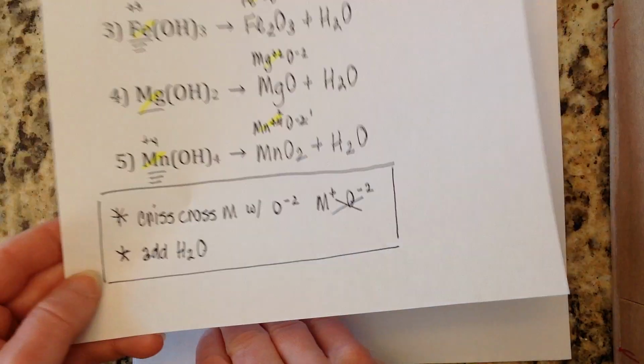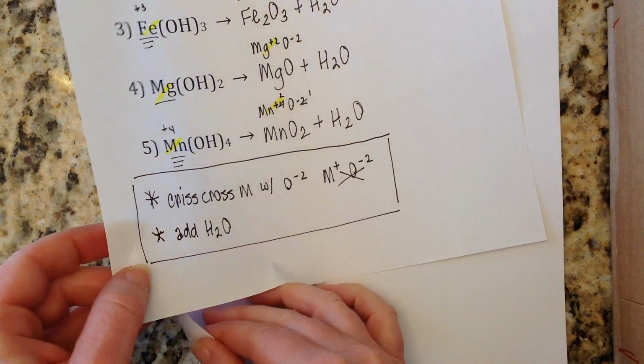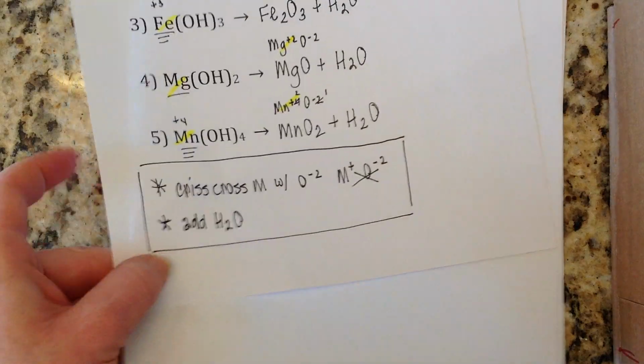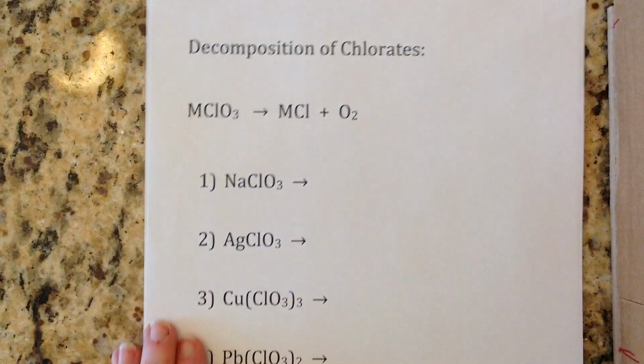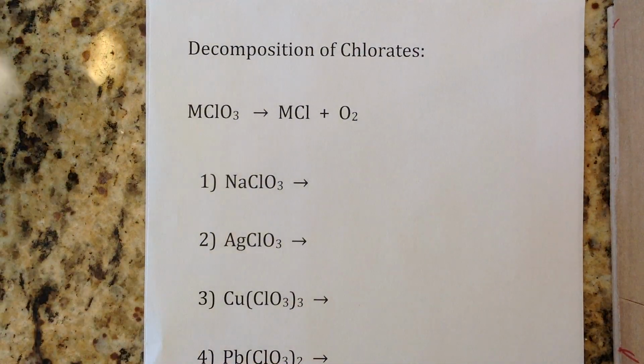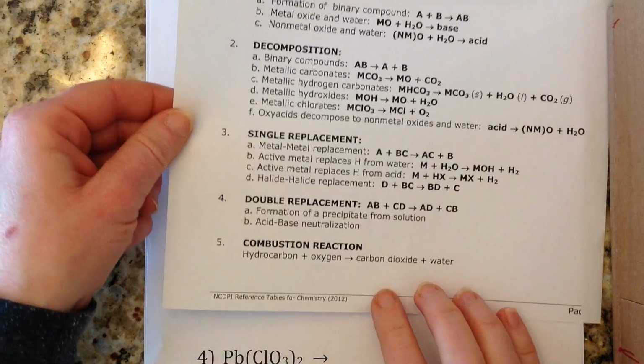Now we have one more that we're going to look at today, and this is the decomposition of a chlorate. So let's take a look at the rules and see what they say. And I guess you're seeing, as long as you follow the rules, you do it the same for each type of polyatomic ion every time.